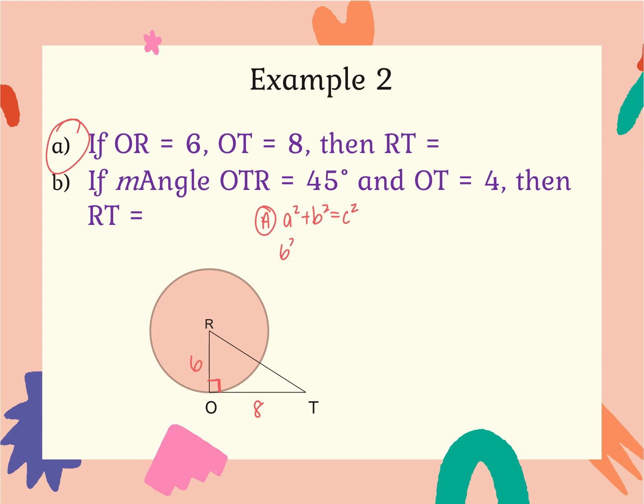I have 6 squared plus 8 squared equals c squared. 36 plus 64 equals c squared. I'm going to get 100 equals c squared. Then get rid of the squared. C equals 10.